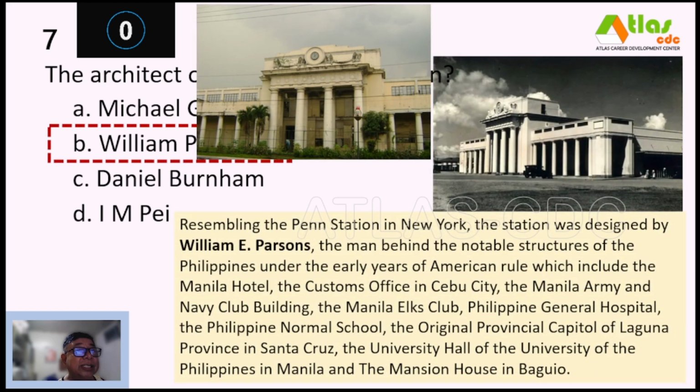So resembling the Penn Station in New York, the station was designed by William E. Parsons, the man behind the notable structures of the Philippines under the early years of American rule, which include the Manila Hotel, the Customs Office in Cebu City, the Manila Army and Navy Club Building, the Manila Elks Club, the Philippine General Hospital, the Philippine Normal School, the original provincial capital of Laguna province in Santa Cruz, and the University Hall of the University of the Philippines in Manila, and the Mansion House in Baguio.